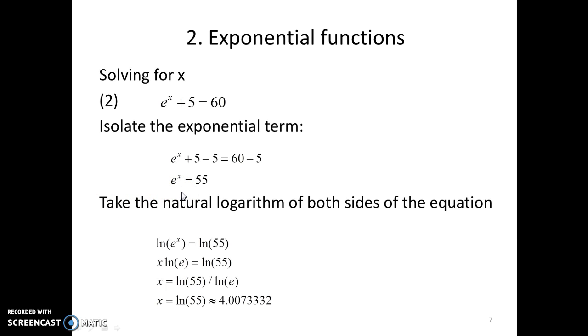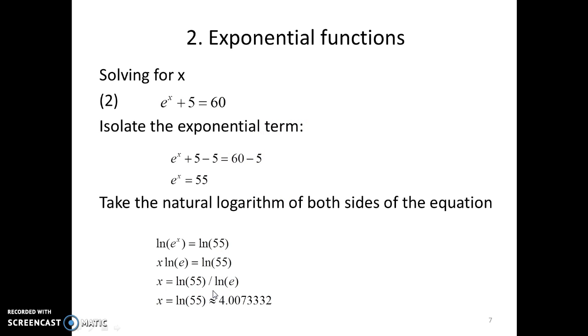Now I will take the same procedure as I used in the previous problem. I will take the natural logarithm of both sides. The power property allows us to have the power of x as a coefficient, and then we get x times ln e equals the natural logarithm of 55, like this.